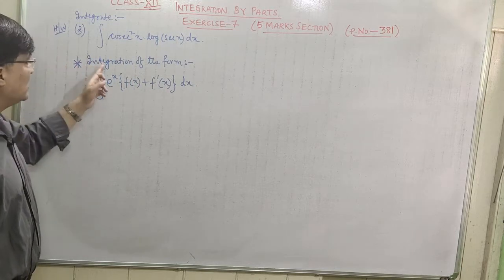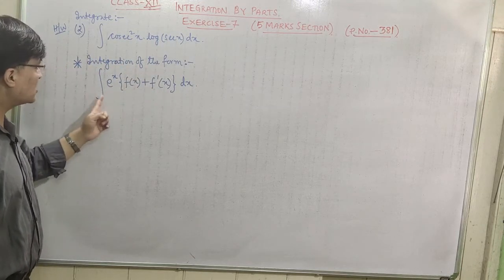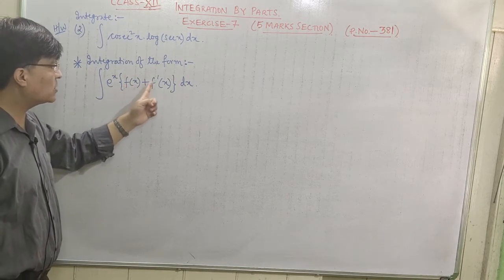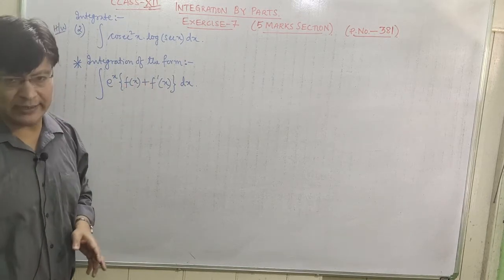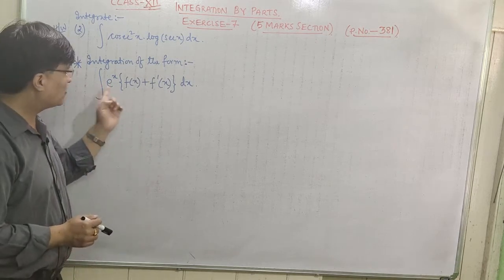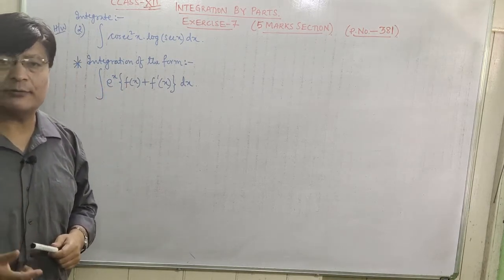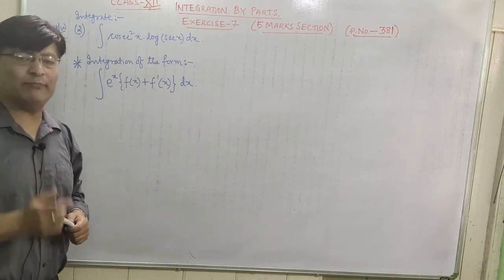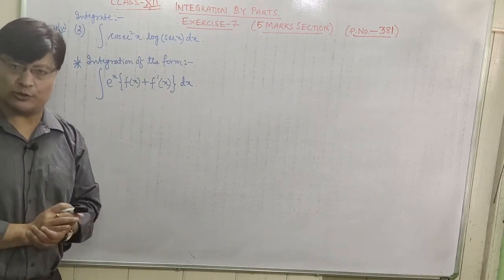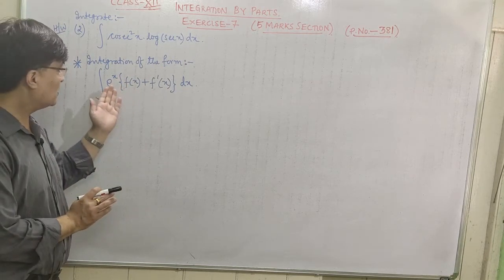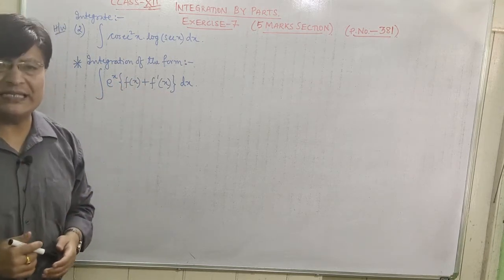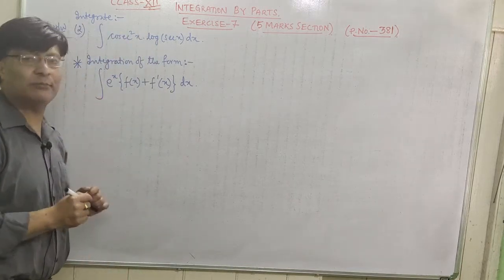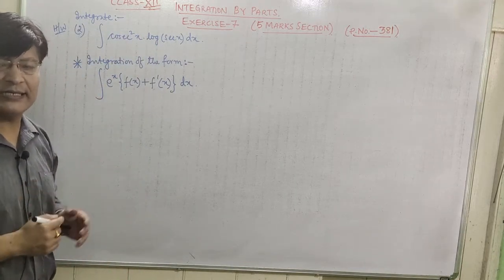So let's do this integration of the form integral e to the power x within second bracket f of x plus f dash of x second bracket close dx. But we have done this type of problem in method of substitution also. So you have to do it using method of integration by parts also. We can evaluate this integration using integration by parts also, right? So we have to use this method in this case, that is integration by parts.